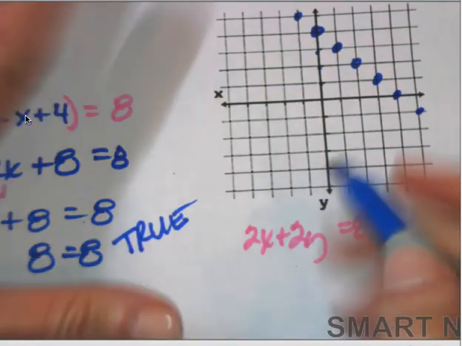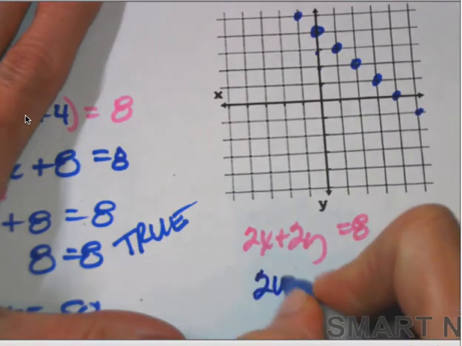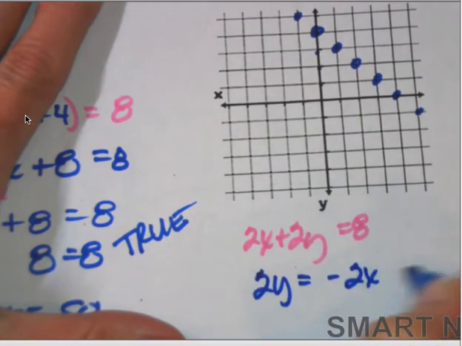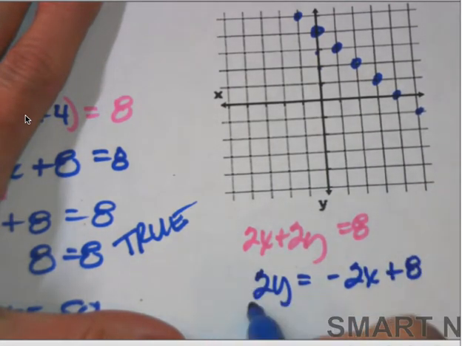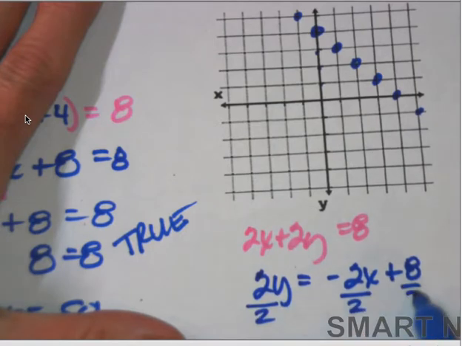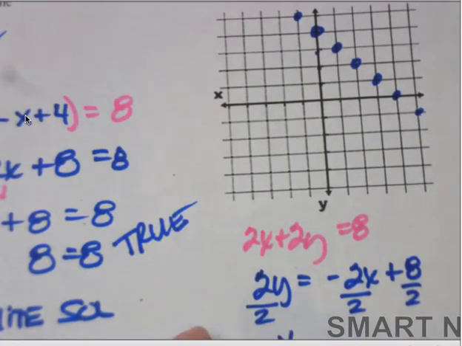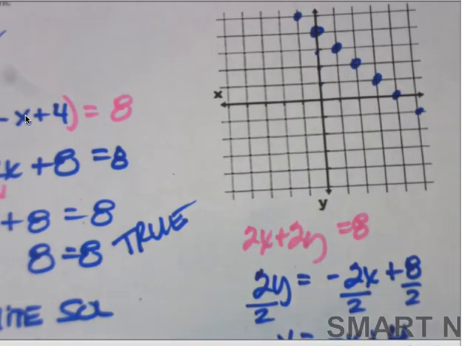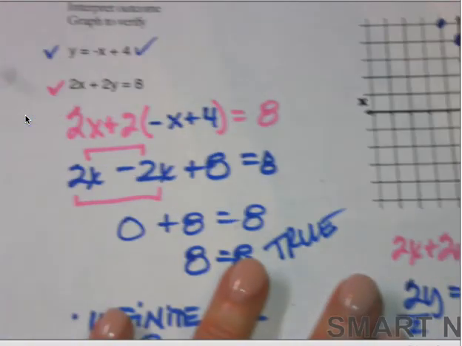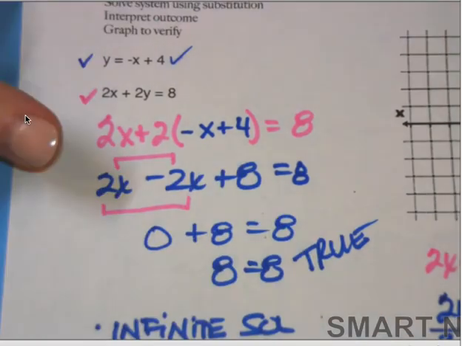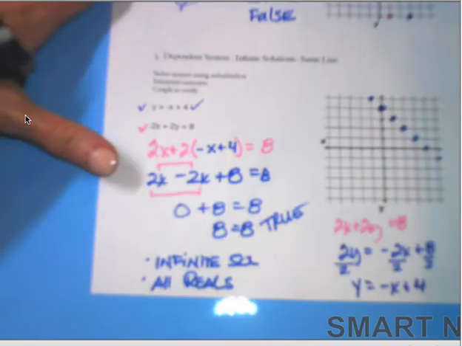I'm going to subtract 2x from both sides. And then I divide all three terms by 2 to isolate y, and I end up with -x plus 4, which is exactly what I started with in the other equation. So you can see that both equations are the same. Let me zoom the camera out so we can see the full picture.